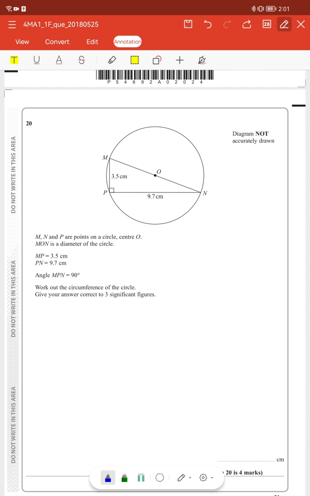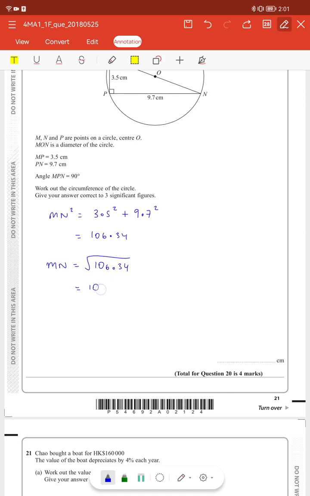Work out the circumference of the circle. Well, we have a right angle triangle, so we can do Pythagoras, and we know that MN squared is the hypotenuse, so that must equal 3.5 squared plus 9.7 squared. So 3.5 squared plus 9.7 squared is equal to 106.34. So MN is the square root of that, which would give us 10.3 to 3 significant figures.